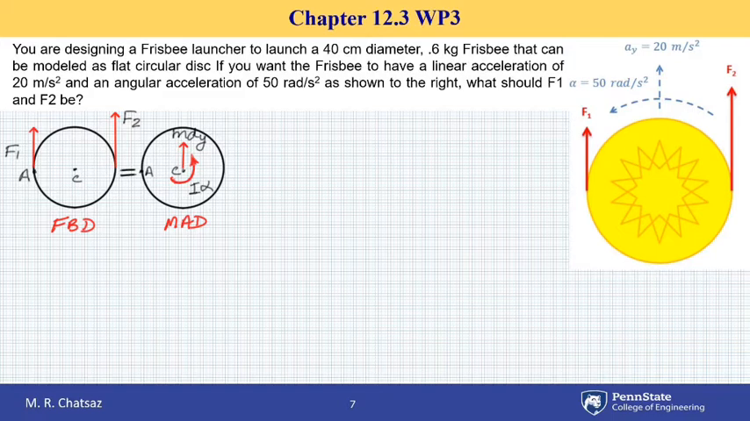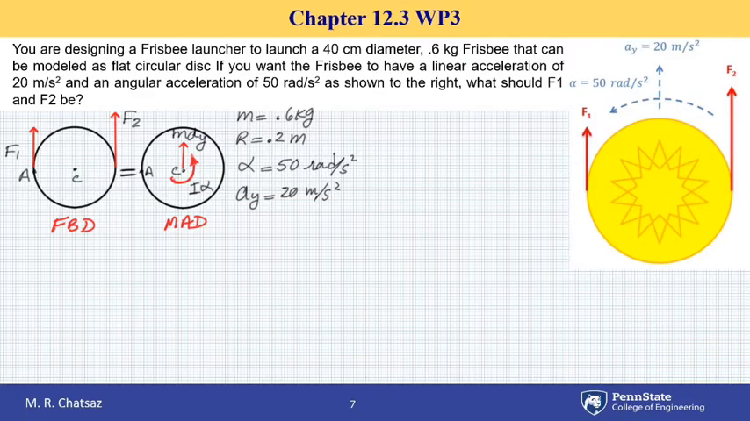and we have a mass of 0.6 kilograms, a diameter of 40 centimeters, therefore the radius is 0.2 meters. Angular acceleration alpha is 50 radians per second squared, and linear acceleration AY is 20 meters per second squared. So observe that we are interested in forces F1 and F2.